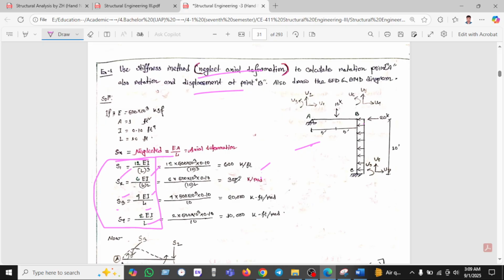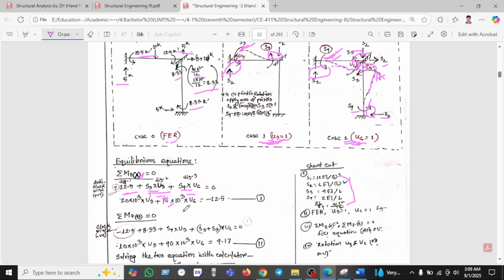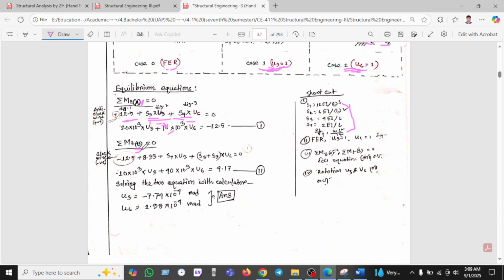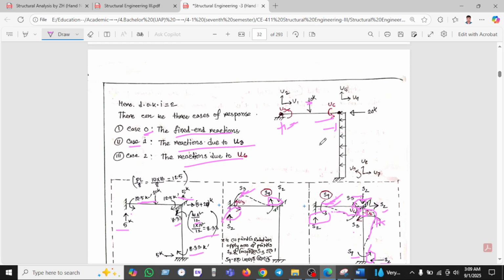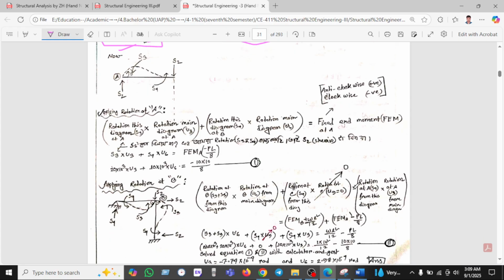This is the value we have been calculating here, S2, S3, S4. We are just putting this value S3 and S4. The main thing happens in MZB. This is the MZ and point B. Where is point B? This is the point B.